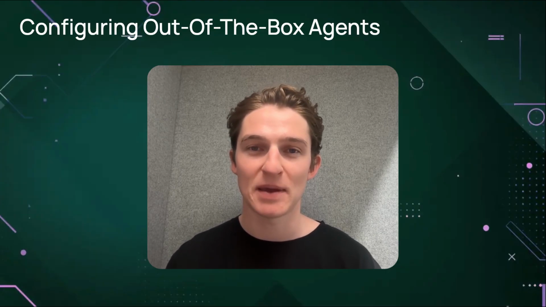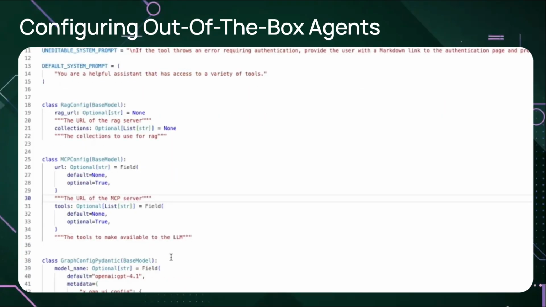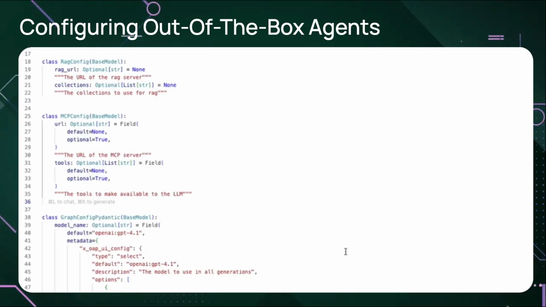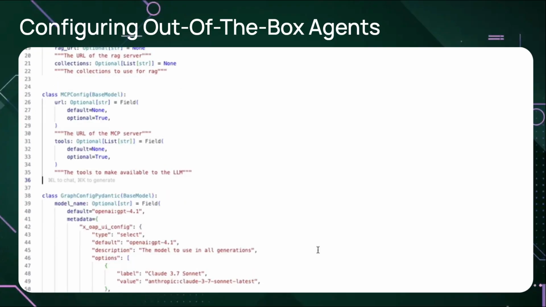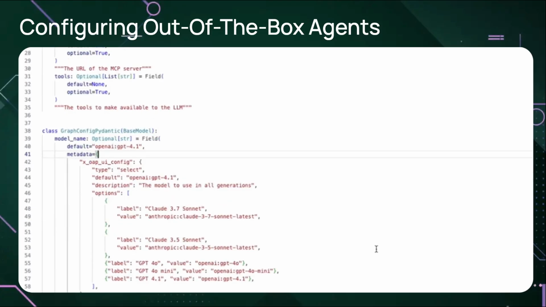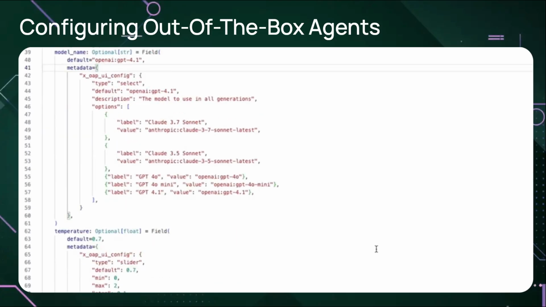Now, let's take a peek under the hood at how these agents are set up to be compatible as templates in OpenAgent Platform. In each of the agent Python files of these template agents, we expose a graph config pydantic schema, metadata-rich pydantic that OAP reads at runtime to generate its no-code UI. Any field annotated with X OAP UI config appears as a drop-down, slider, or text area in the platform.